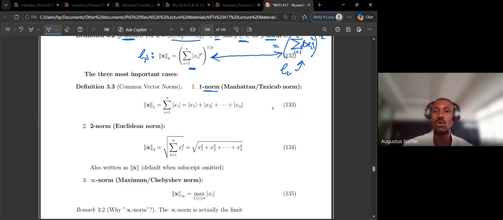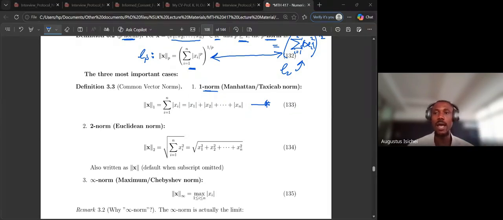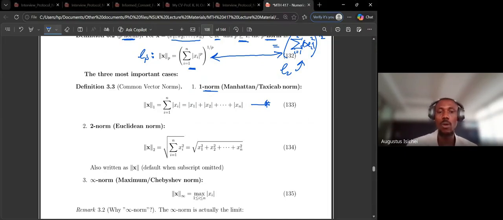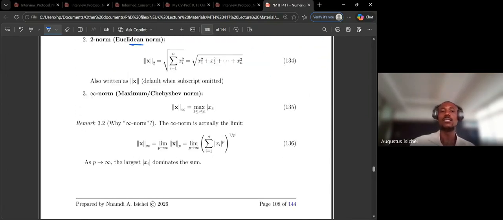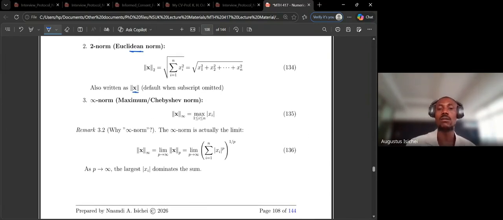So when p is equal to 1, this is how the Lp norm is expressed. It is just the summation of the absolute value of xi, where i ranges from 1 to n. Then when p is equal to 2, we have the 2 norm, which is the Euclidean norm. That is the example I've just cited up here. Then we have this as the norm of x subscript 2 equal to the square root of the summation of xi raised to 2, where i goes from 1 to n. Exact explanation I just gave right here. And this is also written as just the norm of x by default without adding any subscript.